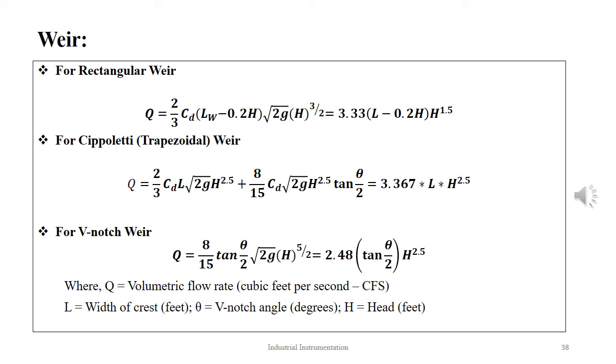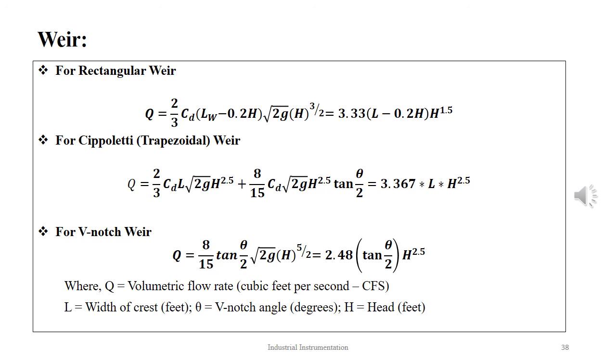For a rectangular weir, the flow rate Q is given as 2/3 CD (Lw − 0.2h) √(2g) h^(3/2), which equals 3.33 (L − 0.2h) h^1.5. For a cipolletti or trapezoidal weir, the flow rate Q is given as 2/3 CD L √(2g) H^2.5 plus 8/15 CD √(2g) H^2.5 tan(θ/2), which is equal to 3.367 L H^2.5 upon simplification.